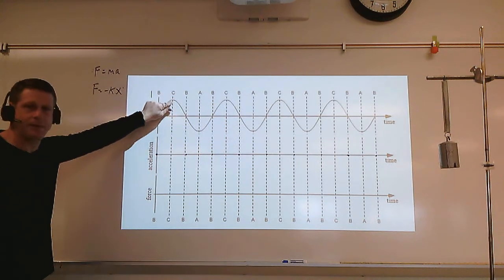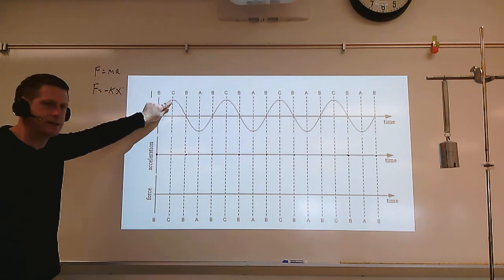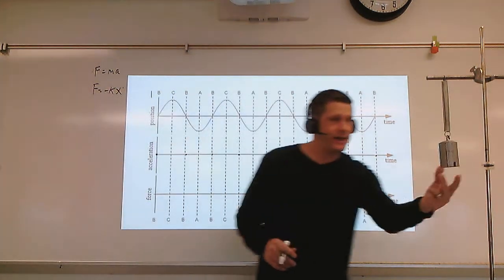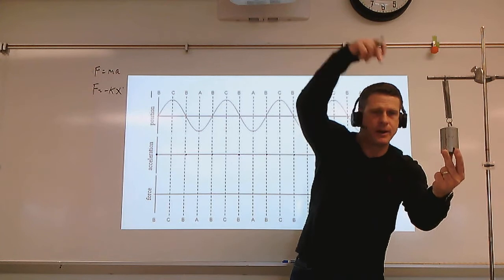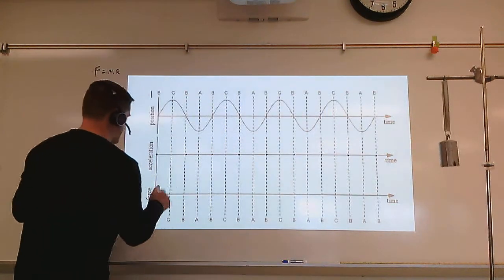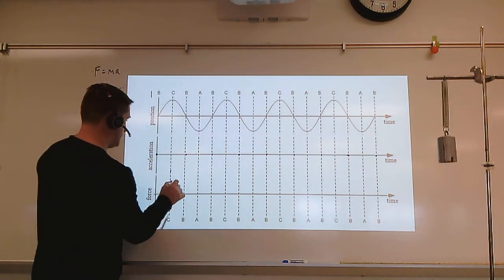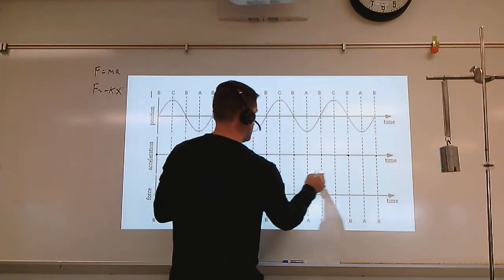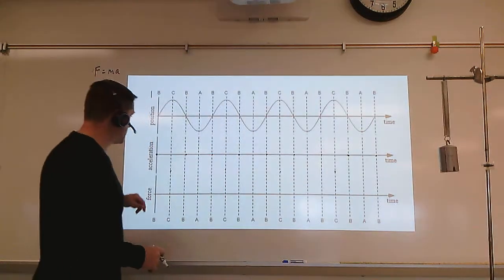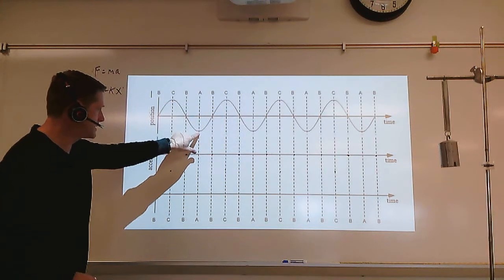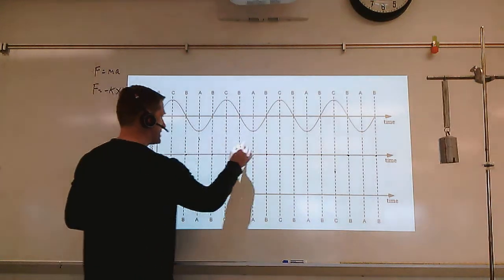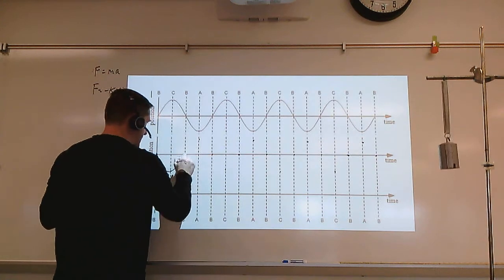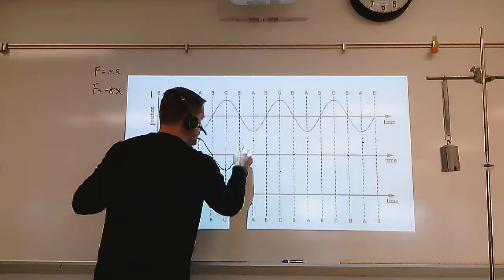Anytime I have a maximum positive displacement, I have a maximum negative acceleration, right? So anytime this thing is displaced up here, the spring wants to push it down. So I have a maximum negative acceleration. So at all of these C's, I have my maximum negative acceleration. And then vice versa, anytime I have this maximum negative displacement, I have my maximum positive accelerations. So I get a negative sine curve here for this.